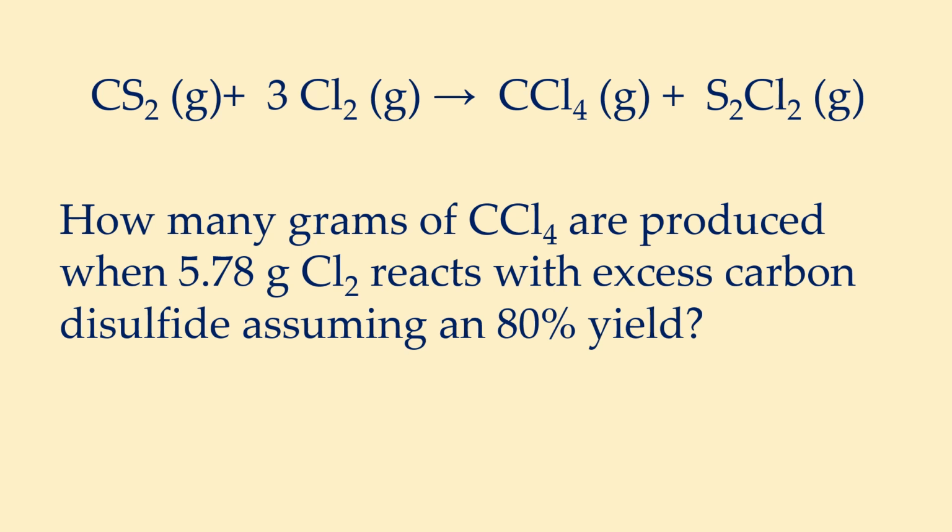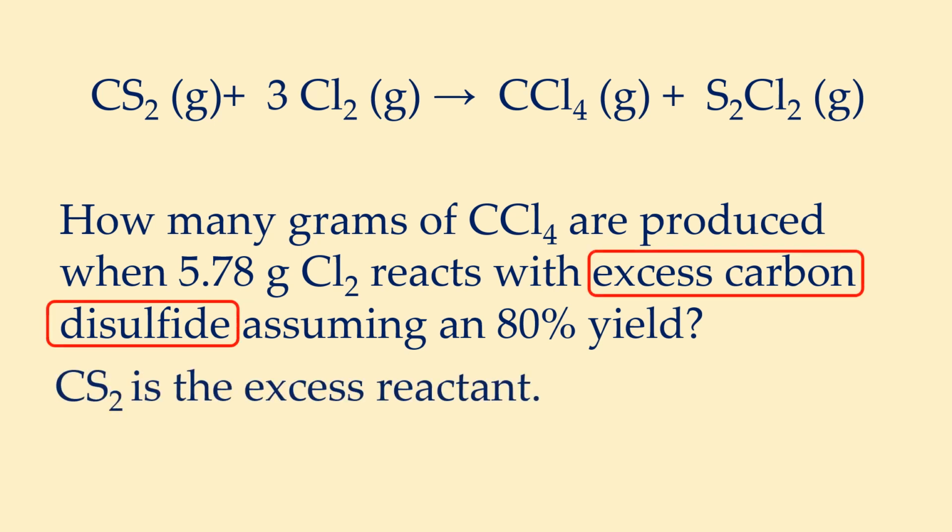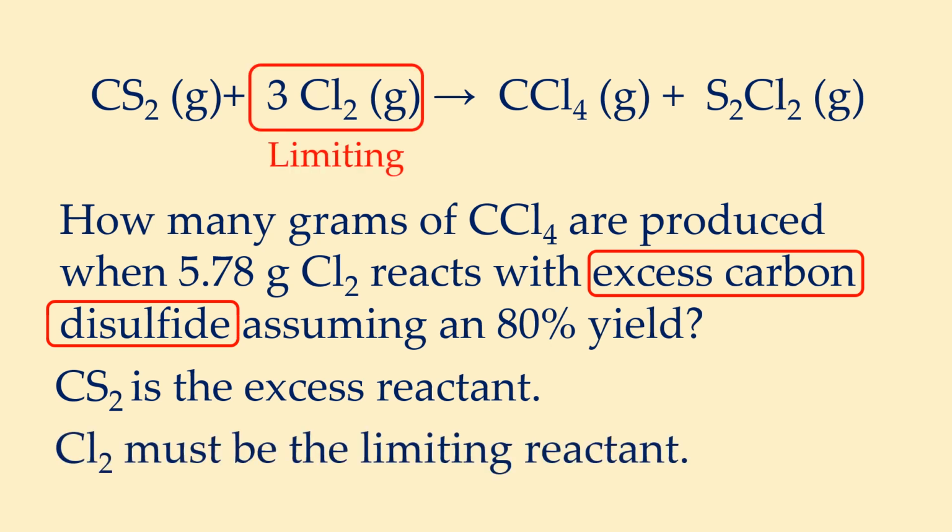First, take a moment to recognize that the equation is already balanced. Never assume an equation is balanced. Always check for a balanced equation. We are told that carbon disulfide is the excess reactant. Therefore, chlorine must be the limiting reactant. So we don't need to solve for the limiting reactant.